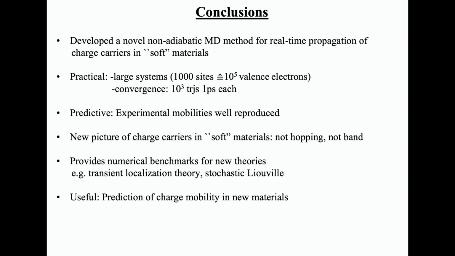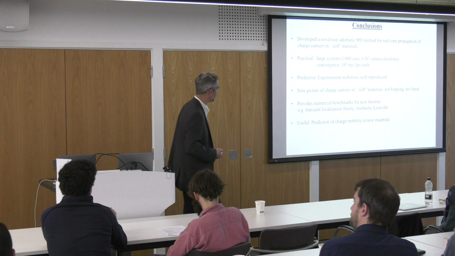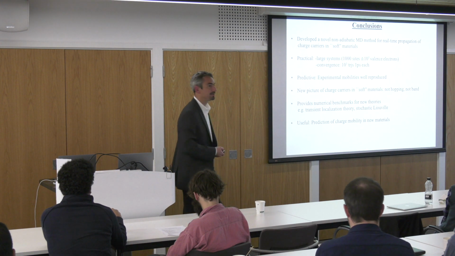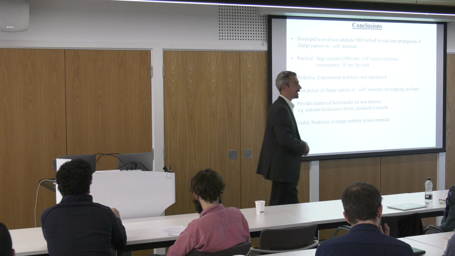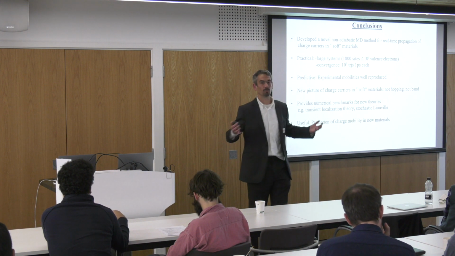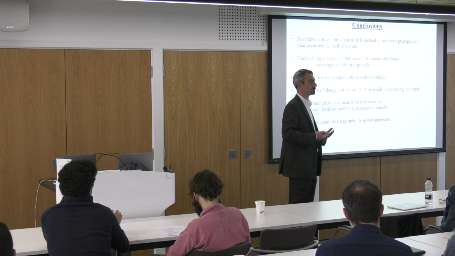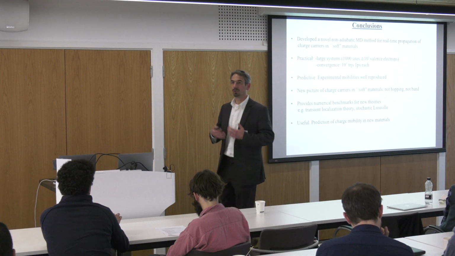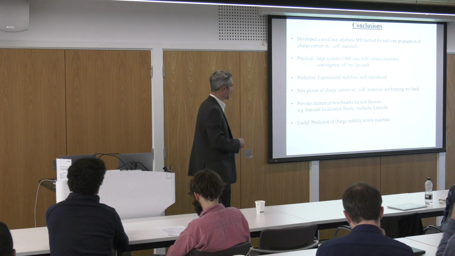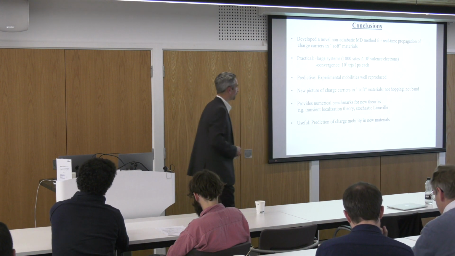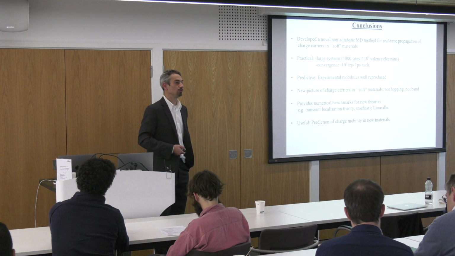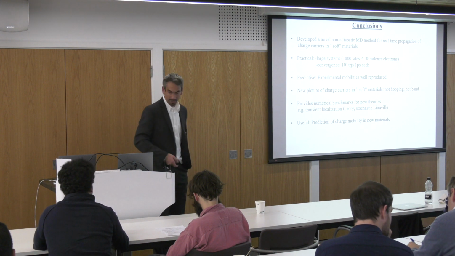What I also want to say is that our numerical simulations provide benchmarks for beautiful theories, like transient localization theory, or also stochastic reveal, for instance. And I think it's useful. You cannot use this to do large-scale screening of 10,000 molecules. For this, it's sufficient to just calculate the electron transfer parameter, J, and lambda, and then once you have maybe 10, 20 candidates, our methodology can be used to predict charge mobilities.